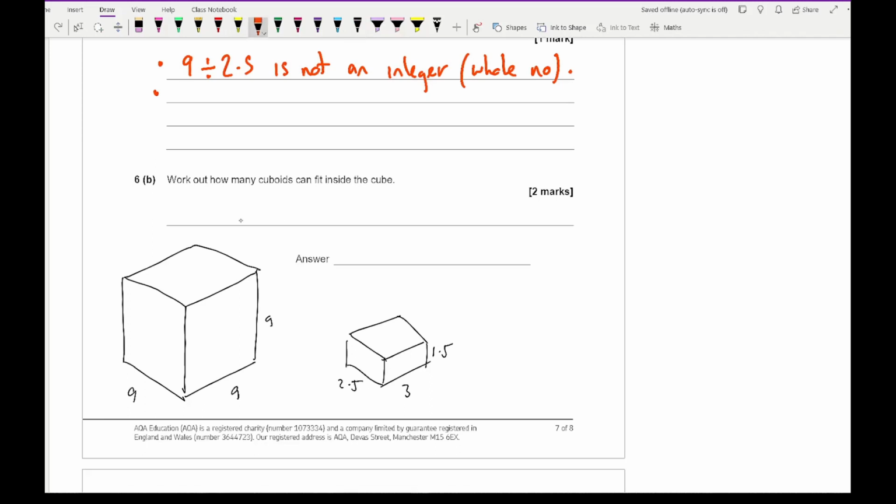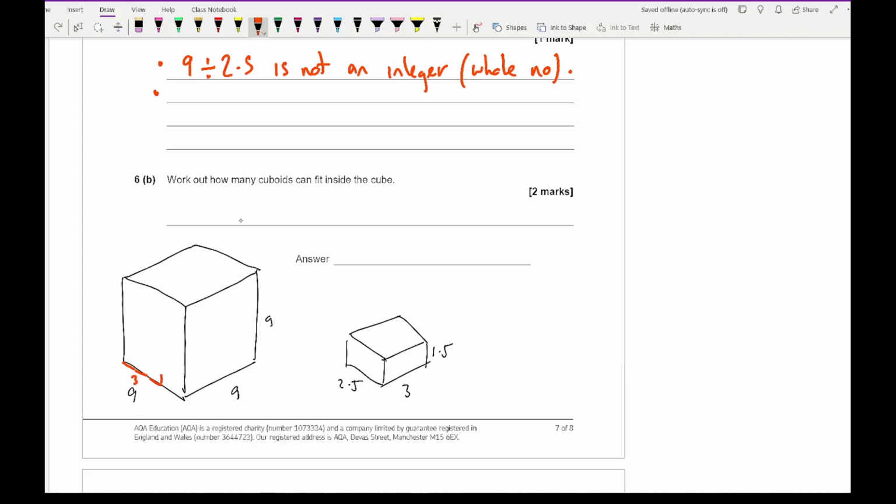So if we take the orientation, because it's a cube, it doesn't really matter what orientation we put the cuboid into the cube because all the sides are the same on the cube. So let's have a look at what we can actually maximize. If I take it in terms of fitting it exactly in the orientation as we've got here of the cuboid, how many 2.5s fit into 9? Well, it's going to be 3. So I've got 1, 2, 3, and that's going to be there.